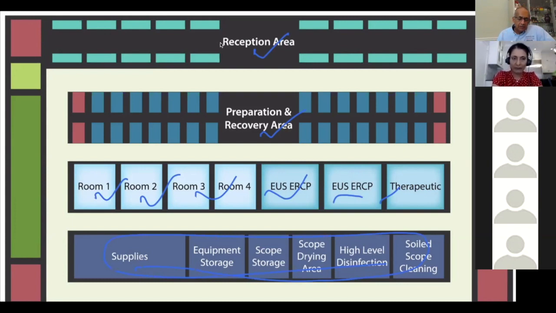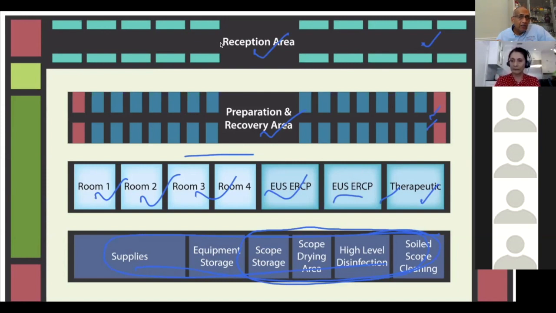I personally don't have calculations. By intuition, I feel that if you have an endoscopy unit you want to design, you should have about one third in the preparation and reception, one third for the rooms, and about the same size of what you occupy in the rooms should be for at least the scope cleaning, scope drying, and storage areas. We do not do that. Most units don't do that.